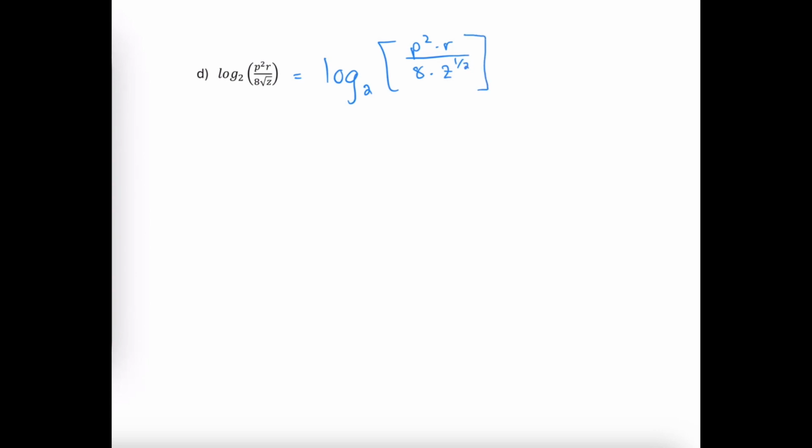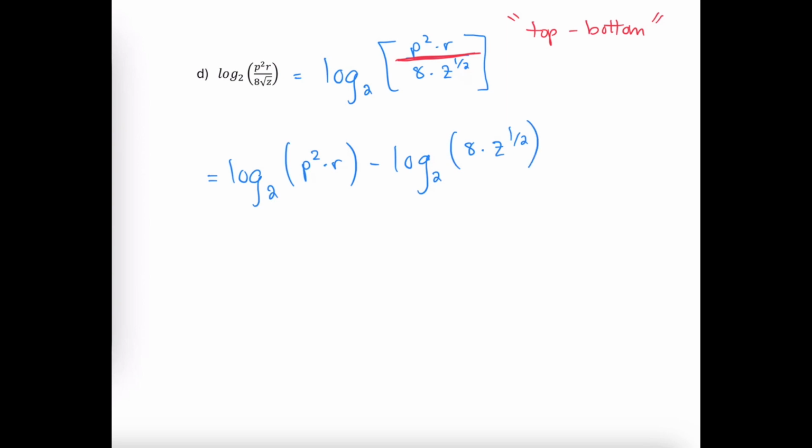Now, again, the first thing that we want to deal with is the quotient, and we're going to deal with that quotient by using the quotient rule. And remember that we start by subtracting those two logarithms in the direction of top minus bottom. So we end up with the log base 2 of the top, or the numerator, which is p squared times r, and then from that we're going to subtract the log base 2 of the bottom, which is 8 times z to the 1/2 power.